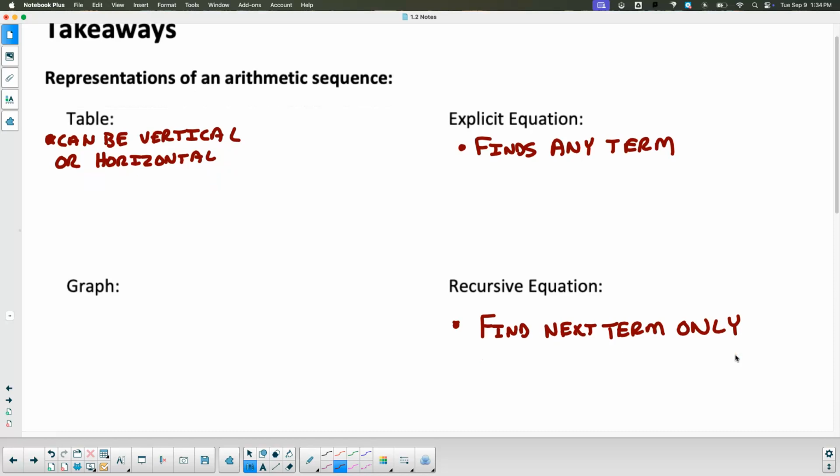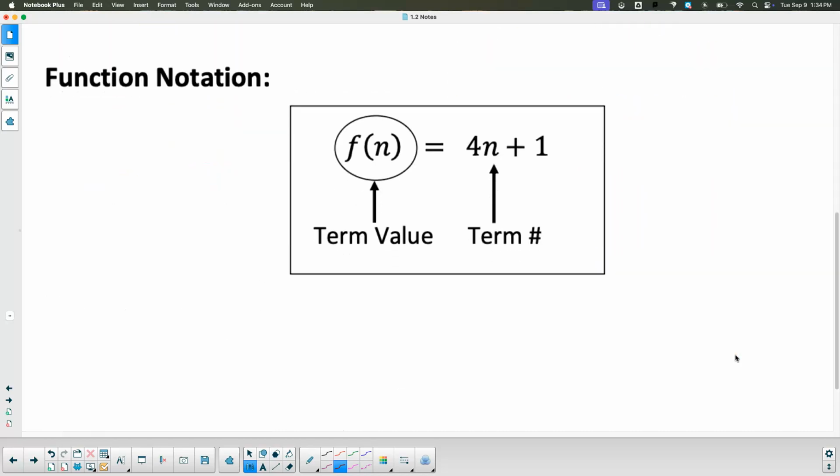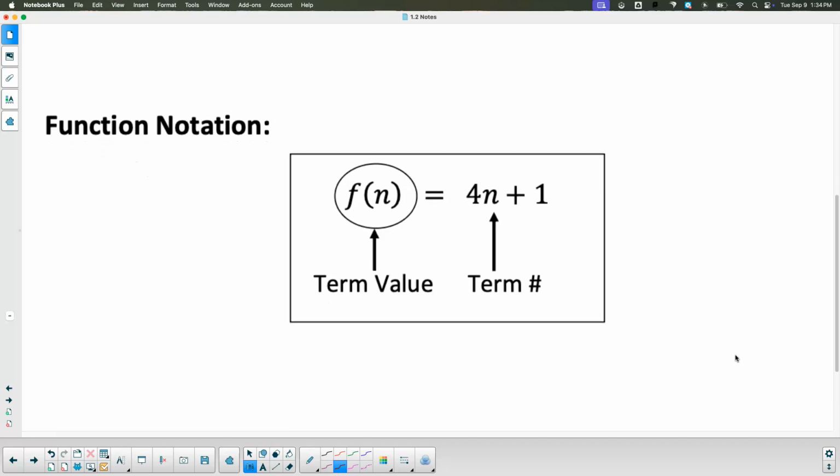And then again, just a little note here about function notation. F of n is the term value, and that's how we say that. F of n. And then we plug in that number for the term number. Questions on that?